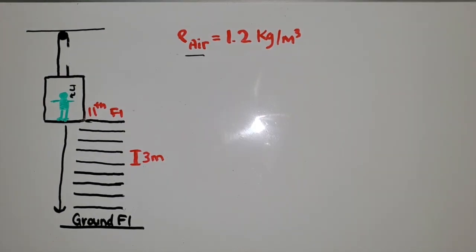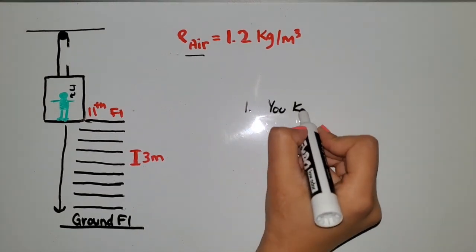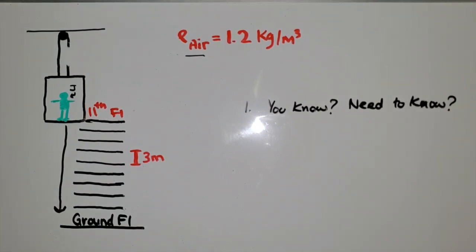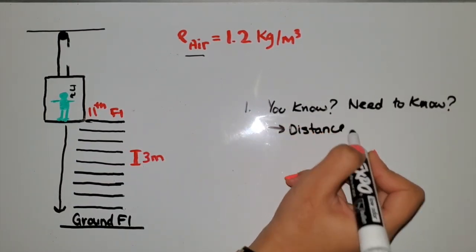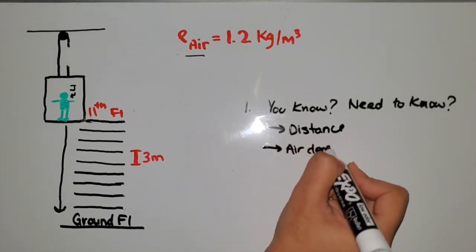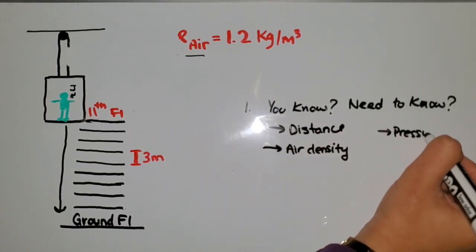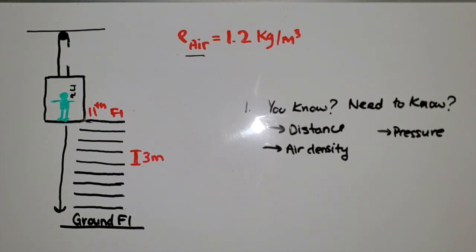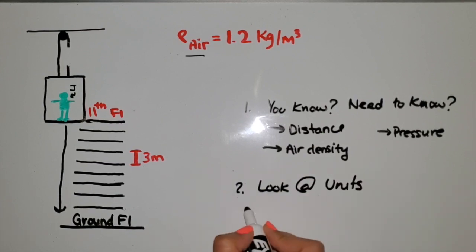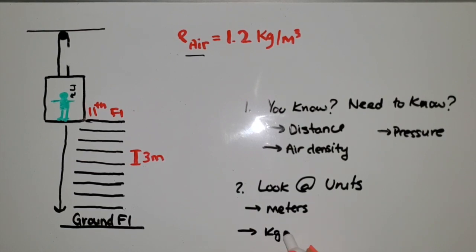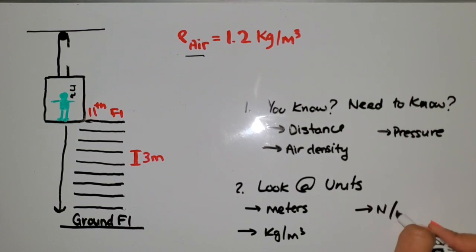When answering a physics question that requires an equation, there are two things you can do. One, you can figure out what you know and what you need to know. So in this case, we can figure out the distance traveled, we know the air density, and we need to figure out pressure. The second thing that you can use in order to figure out which equation to use is to look at the units. So for distance, our unit is meters. For density, our units are kilograms per meter cubed. And if you look at the answer choices, for the thing that you're solving for, pressure, the units are newtons per meter squared.